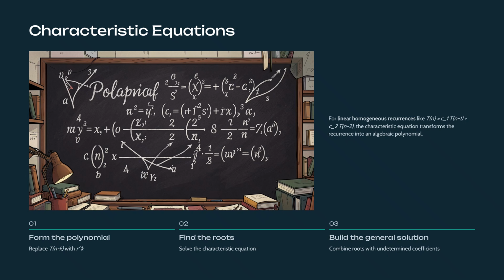Next, solve for its roots. Finally, construct the general solution based on these roots. If the roots are distinct, the solution becomes a combination of exponential terms. If roots repeat, polynomial terms are added. This technique is widely used in Fibonacci sequences, linear recurrences, signal processing, and discrete mathematics.